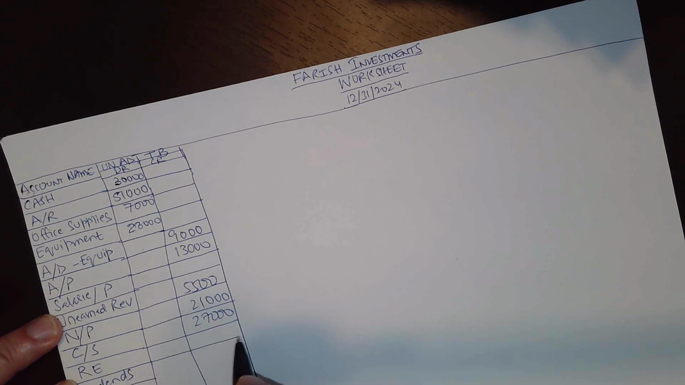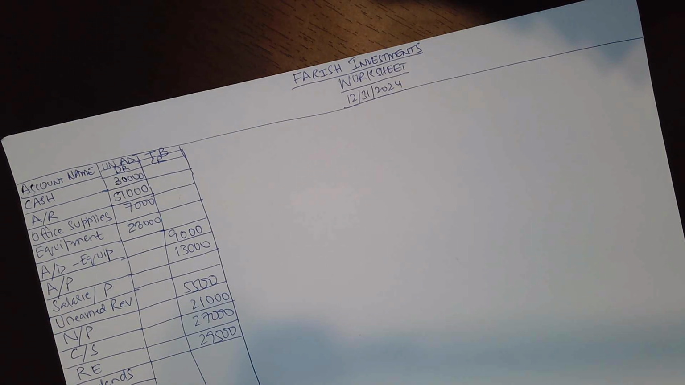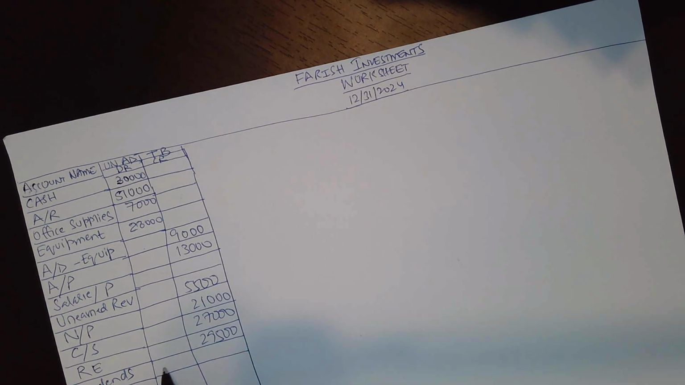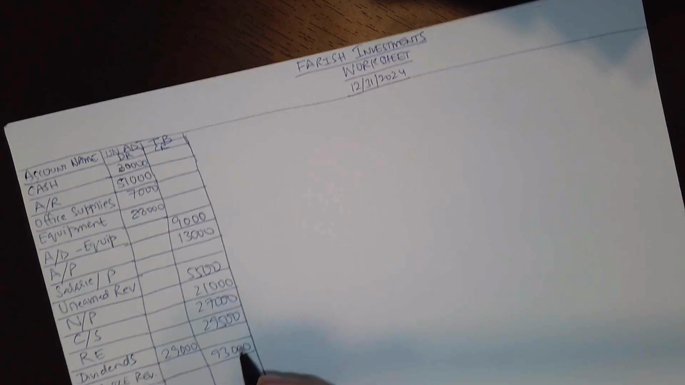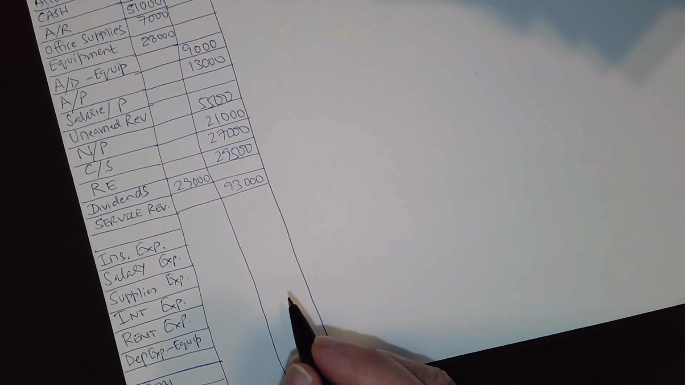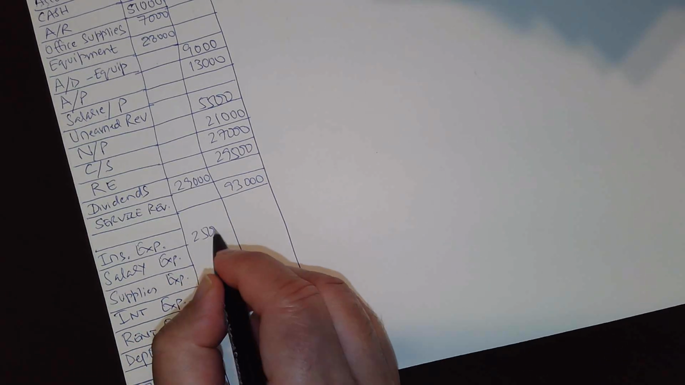And retained earnings we have at 29,500. And then dividends we paid this year was $29,000. So they go on the debit side. So I am putting on the debit side. So far I'm just copying the data that has been given to us. Service revenue is $93,000. And then insurance expense has been given to me as $2,500.